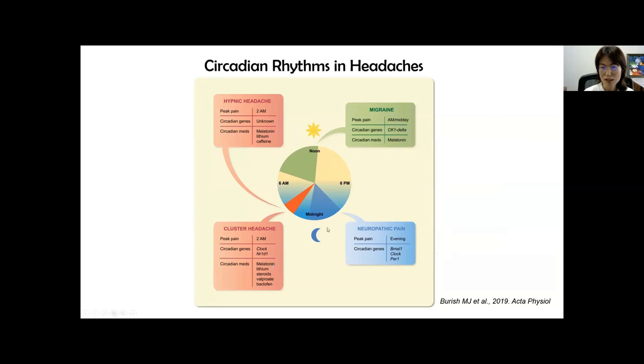Showing here is migraine and hypnic headache, which is another type of headache, and cluster headache. As you can see, they have their peak time very clearly: migraine around the morning time, cluster headache around the evening time. And as we actually showed from the rat model, neuropathic pain in humans also shows a very strong circadian phenotype, as an example.